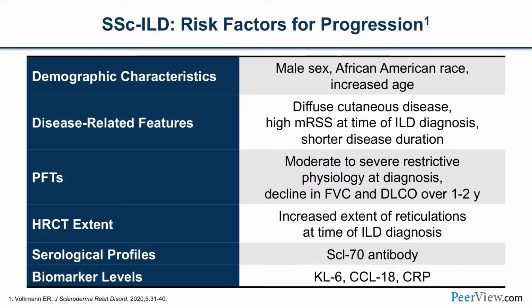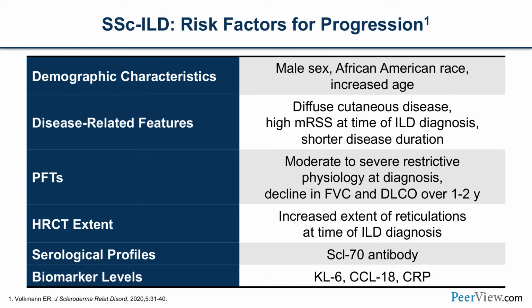So what features identify patients at risk for progression? Well, I think this chart delineates that very well and divides that up into categories. And our demographic characteristics include male sex, African American race, and more advanced age. Diffuse disease is higher risk to develop interstitial lung disease, in patients with higher skin scores or higher modified Rodnan skin scores at the time of their ILD diagnosis. And interestingly enough, patients that are shorter from the time of their diagnosis of their disease, so shorter disease duration, may be more likely to progress.